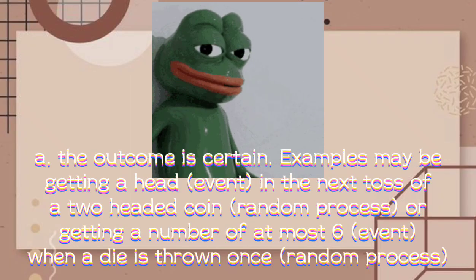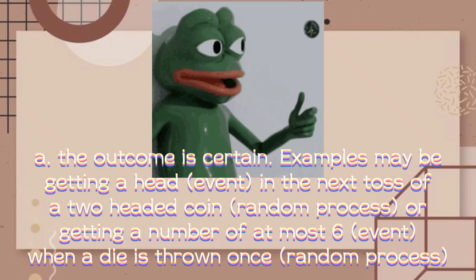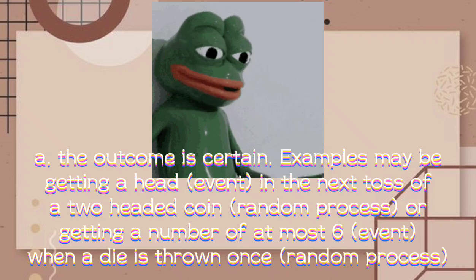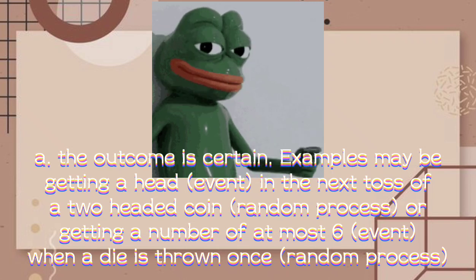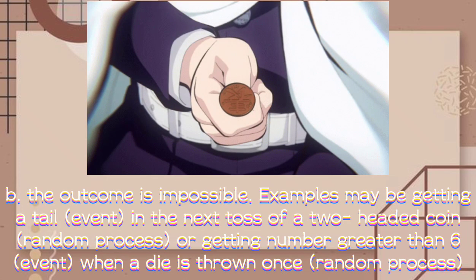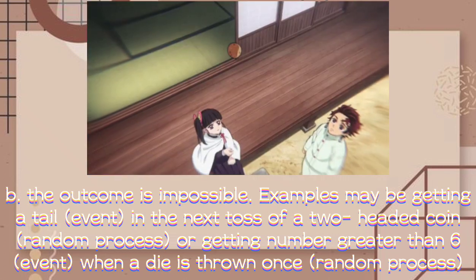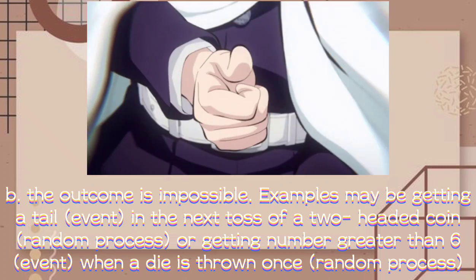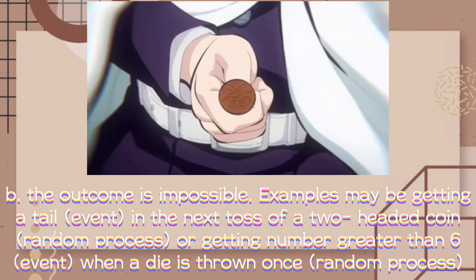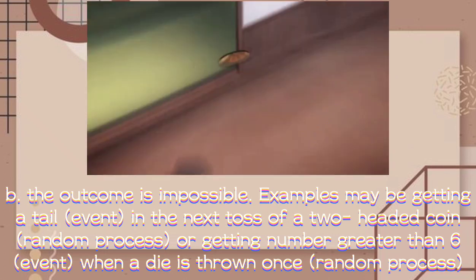Think of random processes and an event where the outcome is certain. Examples may be getting a head in the next toss of a two-headed coin or getting a number of at most 6 when a die is thrown once. The outcome is impossible. Examples may be getting a tail in the next toss of a two-headed coin or getting a number greater than 6 when a die is thrown once.